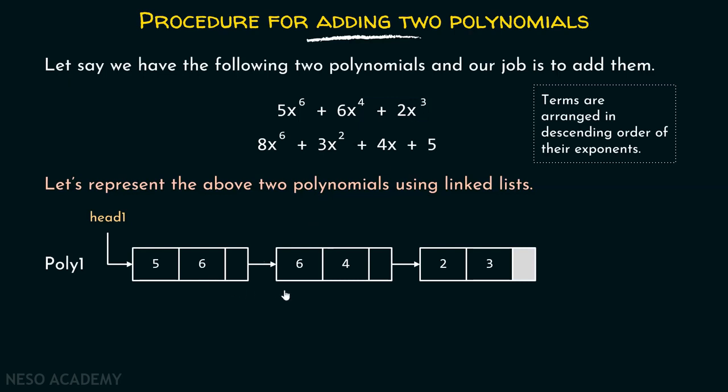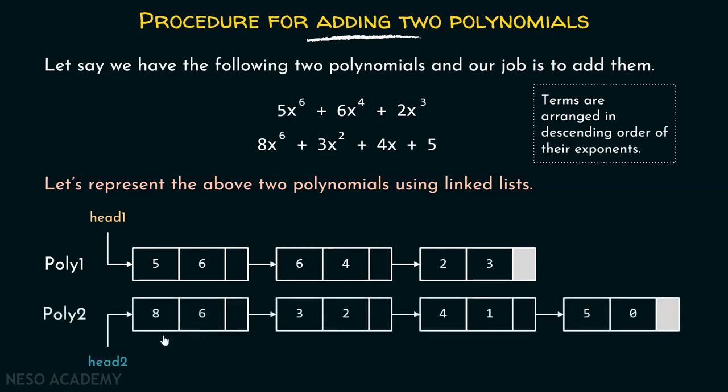Here you can see 6 comes first, then 4, then 3. This part represents the coefficient part of the term, this part represents the exponent part of the term, and this represents the link part, which means this consists of the address of the next node of the list. This shaded region simply means that there is no node after this node. Now here comes the linked list representation of the second polynomial. This is how the linked list of the second polynomial looks. Here we have 4 different nodes because we have 4 different terms. Head 1 pointer is pointing to the first node of this list and head 2 pointer is pointing to the first node of this particular list.